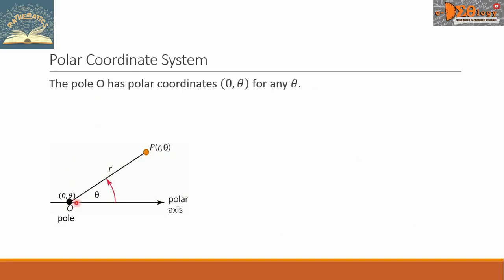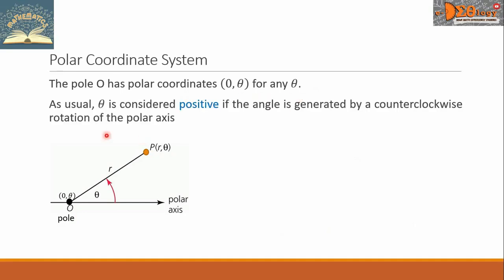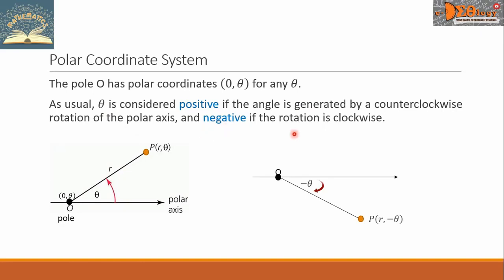The pole O has polar coordinates 0, theta for any theta. As usual, theta is considered positive if the angle is generated by a counterclockwise rotation of the polar axis. In our figure here, the theta is positive and negative if the rotation is clockwise. This is another figure with the theta being generated clockwise and it is negative. So the polar coordinates become r, negative theta.